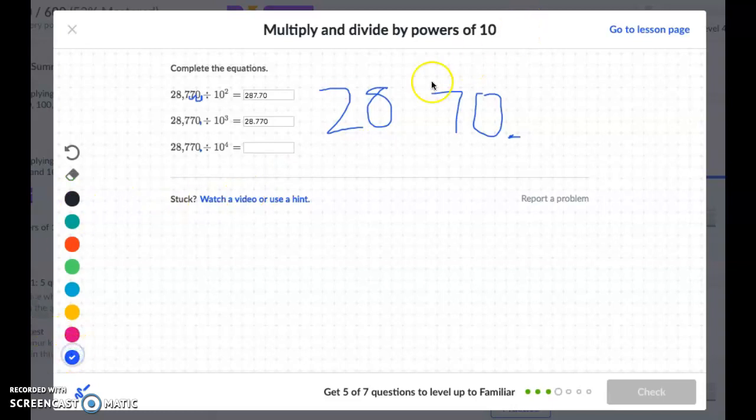And if I go to the last one, 28770, and then my decimal's right here, and now I have divided by 10 to the 4th. I'm going to move it to the left again, but I'm going to move it 4 times. 1, 2, 3, 4 times. So my answer would be 2.8770.